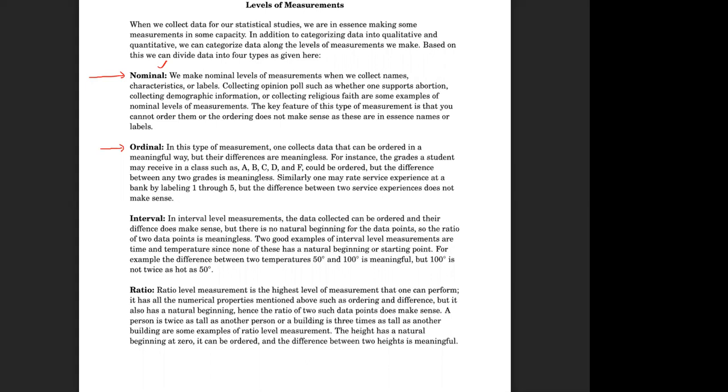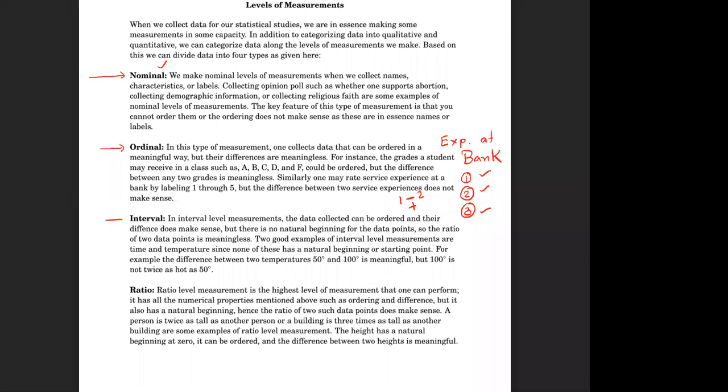One good example you could think of is your experience at a bank. If you go to your local bank, you get their services, you can say that you have some sort of experience. One being the best experience, two being the medium experience, three being the bad experience. Do you see? You can order it, but you cannot say 1 minus 2 or 1 plus 2. It doesn't make sense. So that would be an example of ordinal level of measurement.